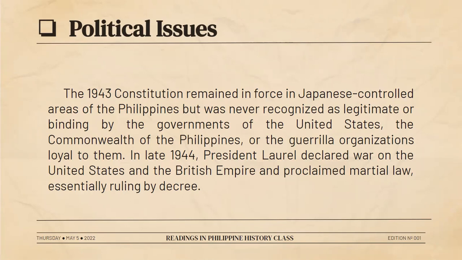After the announcement of Japan's surrender, Laurel formally dissolved the Second Republic. The 1943 Constitution provided for strong executive powers. The legislature consisted of a unicameral National Assembly, and only those not considered to be anti-Japan could stand for election, although in practice, most legislators were appointed rather than elected. So next.